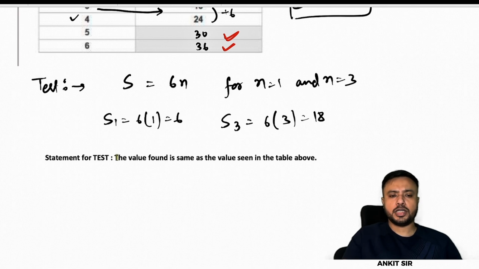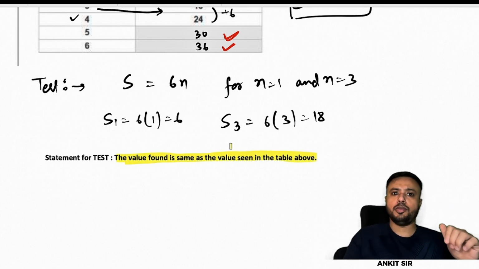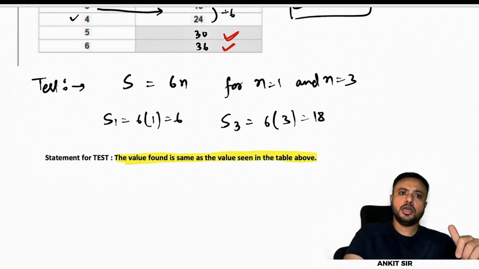So the statement for the test is: the value found is the same as the value seen in the table above. This statement you have to write, guys, to get full marks. If you're not writing the statement, you will lose marks. Now let's come on to verification.